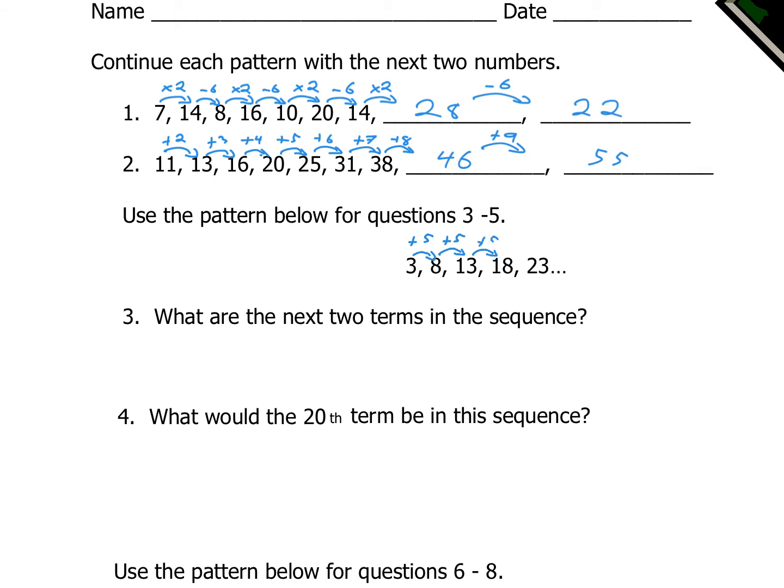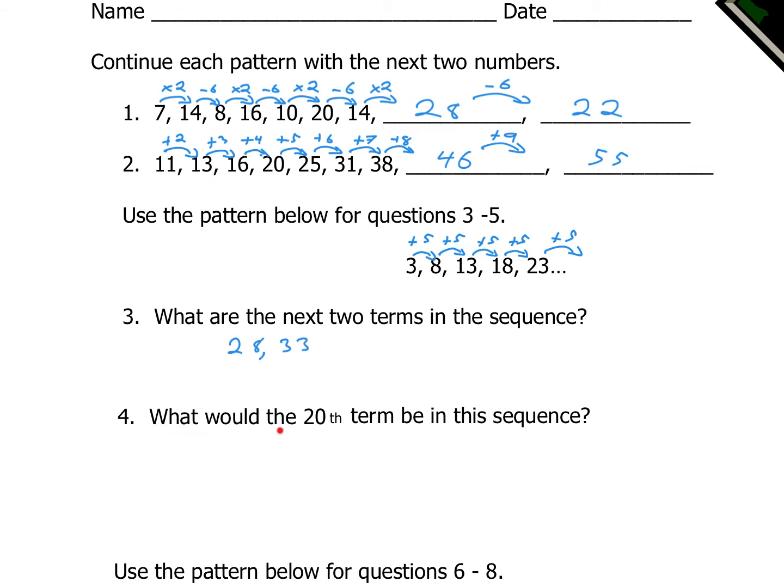Oh, I think I've deduced the pattern here. We're adding 5, always. So from here to here, we're going to add 5 again. And so 5 plus 23 is 28. And another 5 is going to be 33.